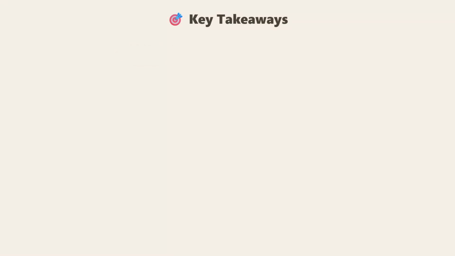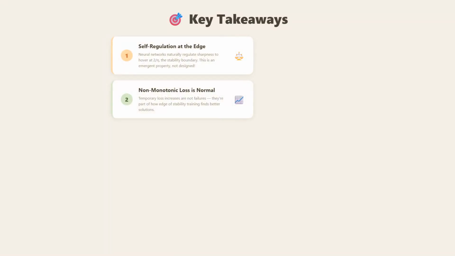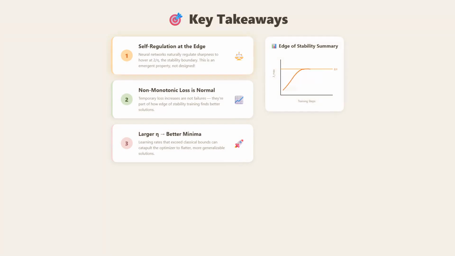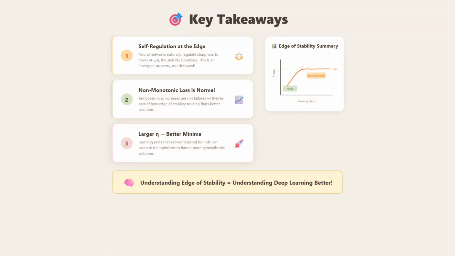Let's recap the 3 key takeaways from our exploration of edge of stability. First, self-regulation at the edge. Neural networks naturally regulate their sharpness to hover right at the 2/η boundary. This isn't something we designed or programmed. It's an emergent property of how gradient descent interacts with the loss landscape of neural networks. The training dynamics automatically stabilize at this critical point.